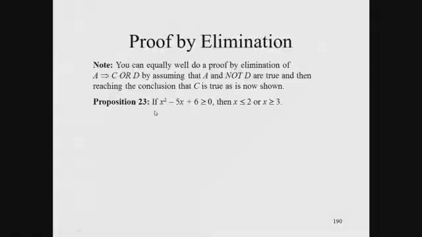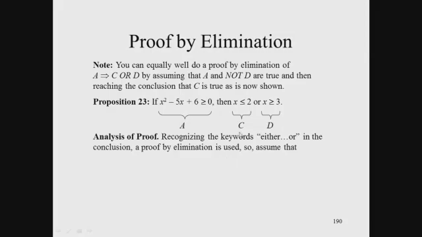Getting back to your observation, Hannah, it is completely true that you could equally well have done this proof by assuming A is true and D is not true, and then showing that C is true. Let's take a look at how that would work in this example. Same proposition that we had before, with the same statements A, C, and D. Recognizing the keywords either or in the backward process, we're going to use a proof by elimination. Only this time we're going to assume that A is true and D is not true.